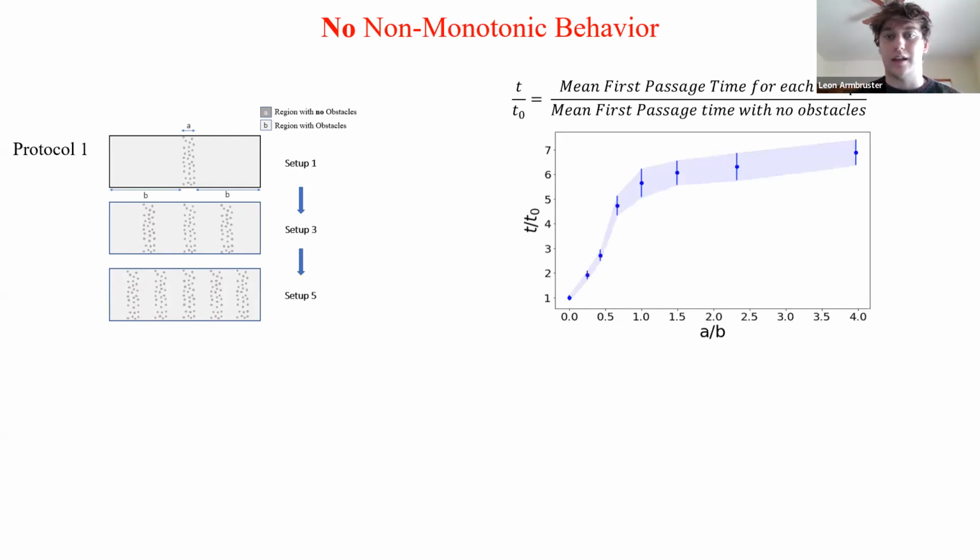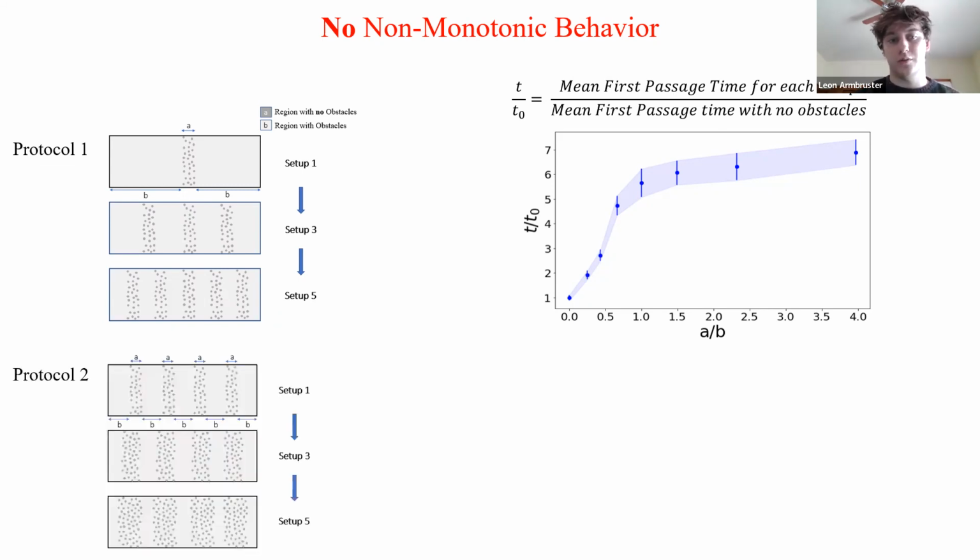Here on the graph on the right, you can see the normalized mean first passage time on the y-axis and the ratio of A over B on the x-axis. And as you can see, it is increasing the entire time. Important to note is that at A over B about 1, you see a decrease in the rate of increase. So it kind of levels off afterwards.